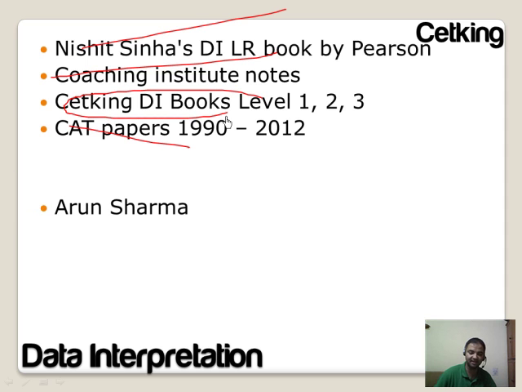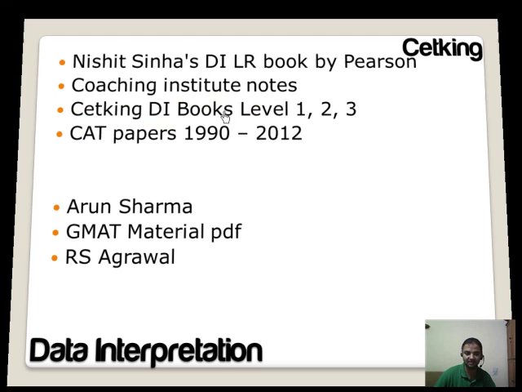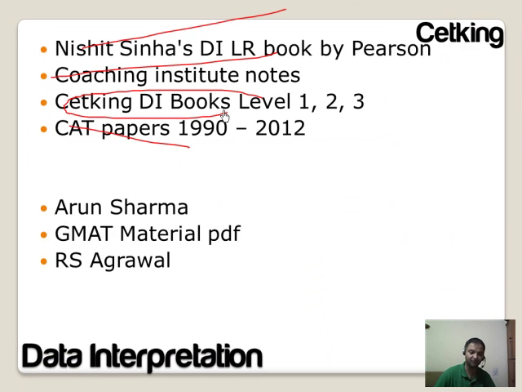Quant I recommend you other books, but DI you don't need. Arun Sharma, GMAT, PDF, all these things, R.S. Aggarwal, they are avoidable for your DI preparation. And trust me, DI and reasoning are the most undervalued topics by students. They normally don't work on that. So I want you to work on that. So buying Cetking books will cover up all these things.